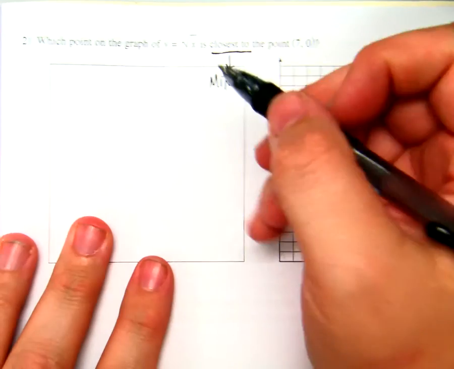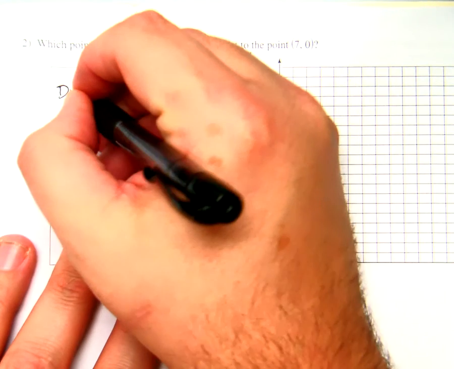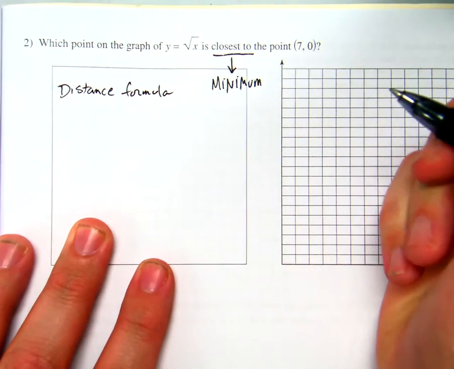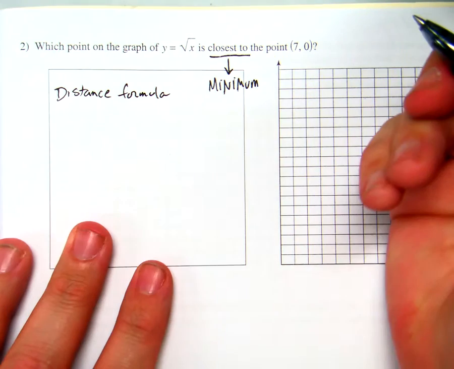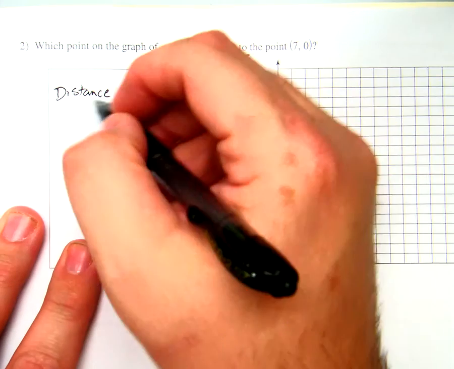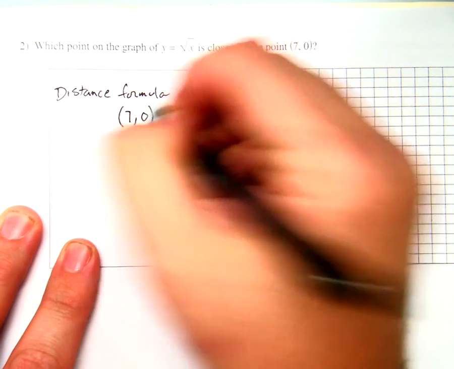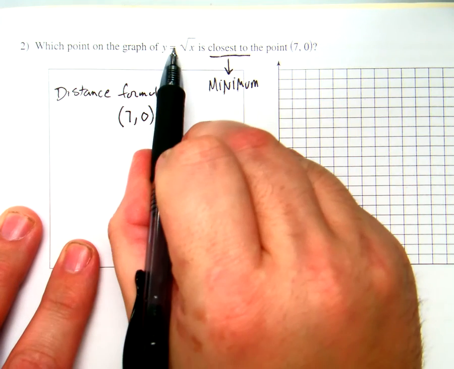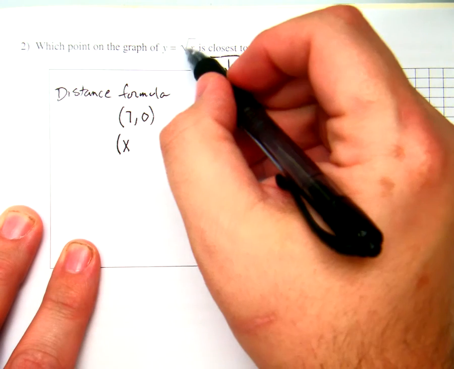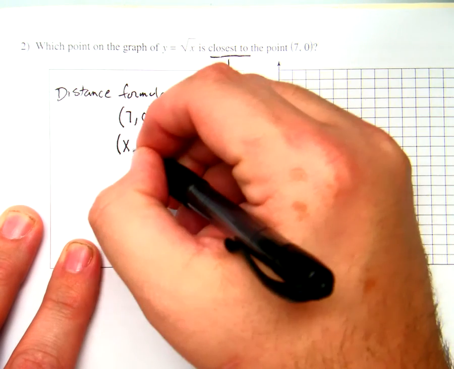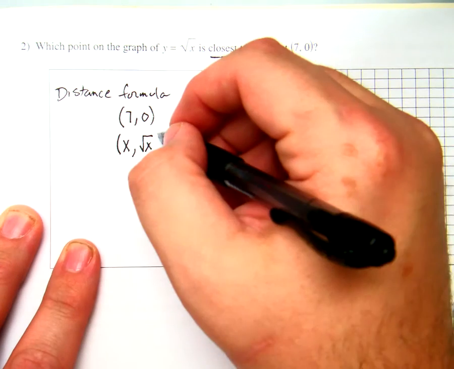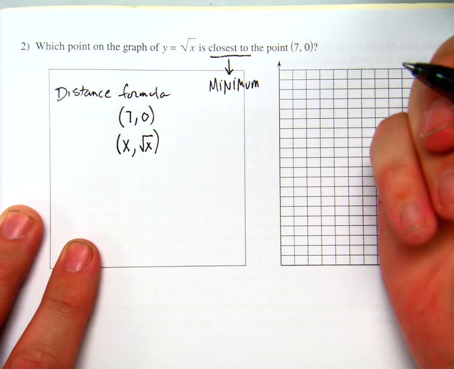All right, so in this case, we're going to have to use the distance formula. And how many points do we need for the distance formula? We need 2 points. We know one of them is (7, 0). Now I have to figure out, if I take a point x and throw it into this equation, what's my y value going to end up being? The square root of x. So these are the 2 points.